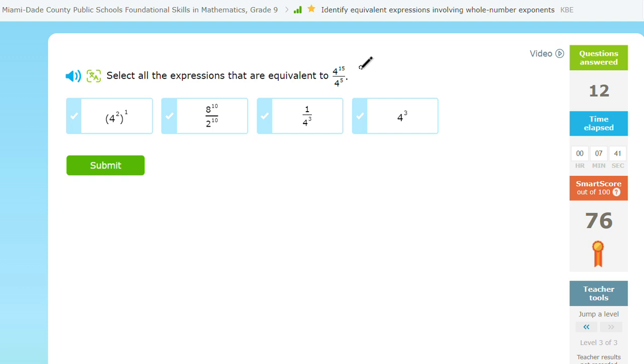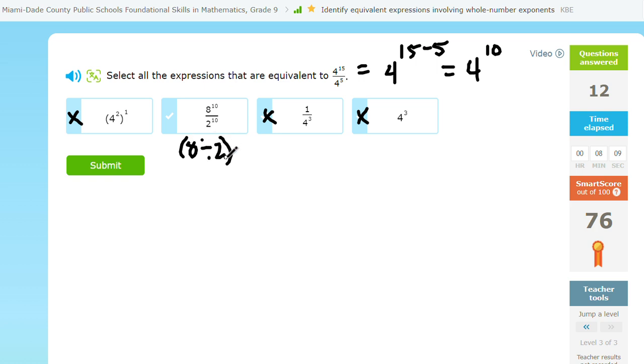So again, we have division with the same bases. So that's going to be 4 to the 15 minus 5, which is 4 to the 10th. And so looking for 4 to the 10th, this is wrong. 2 times 1 is only 2. So this might be right. This is definitely wrong. And this one is definitely wrong. So let's confirm, because I have the same exponents, I can just do 8 divided by 2 and keep the exponent. So that's 4 to the 10th power, and that's what I was looking for. And so this is the only correct option.